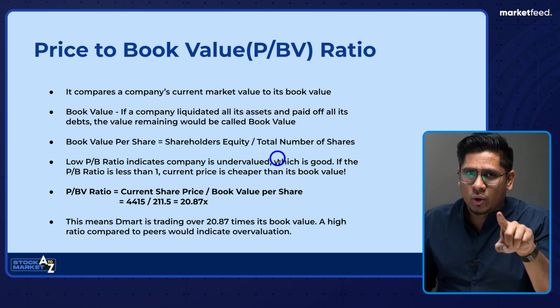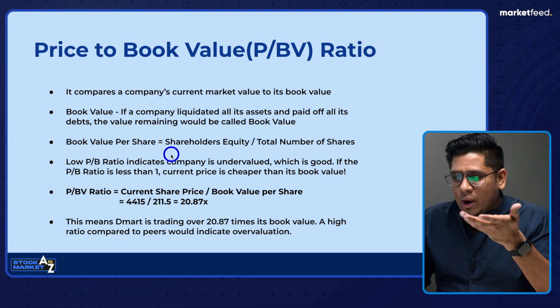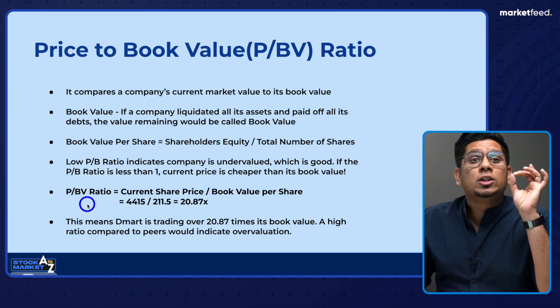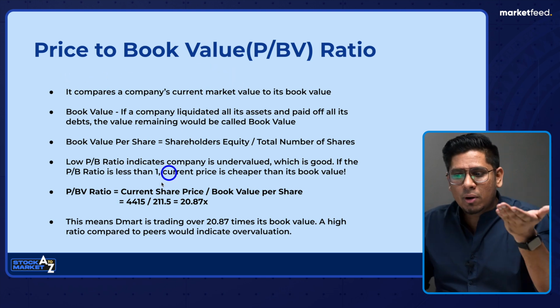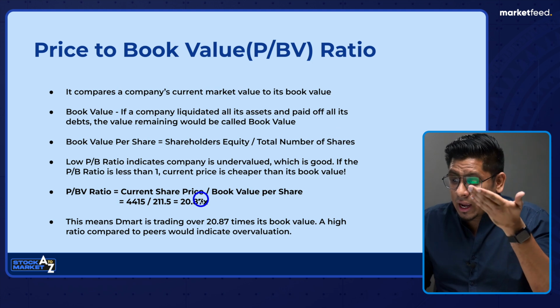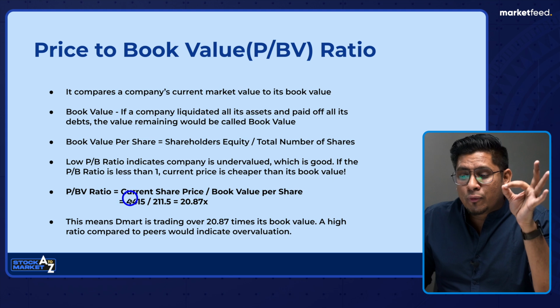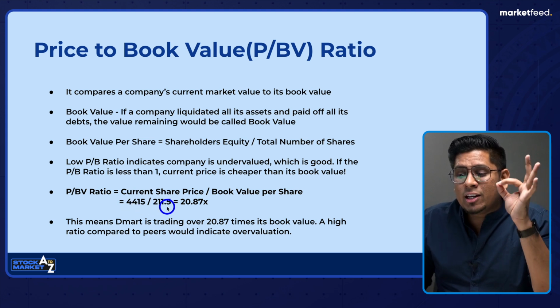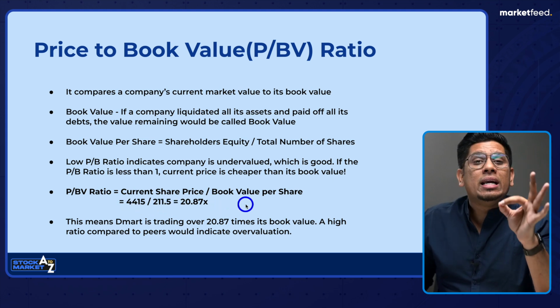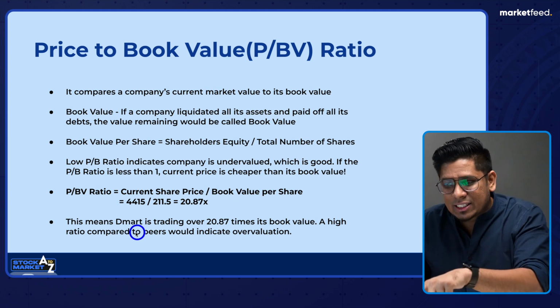You know where to find the total number of shares, right? You can simply go into the annual report and easily find the total number of shares. I've done that already. So what is price to book value ratio? Simple, no. Current share price divided by book value per share. Book value per share, I already found out, which is 211.5 in the case of Dmart. So 4,415 divided by 211.5 is 20.87x.